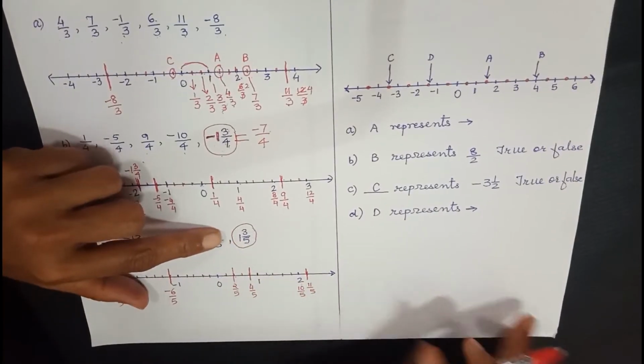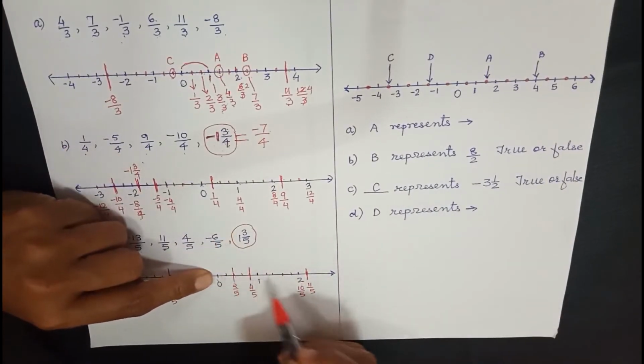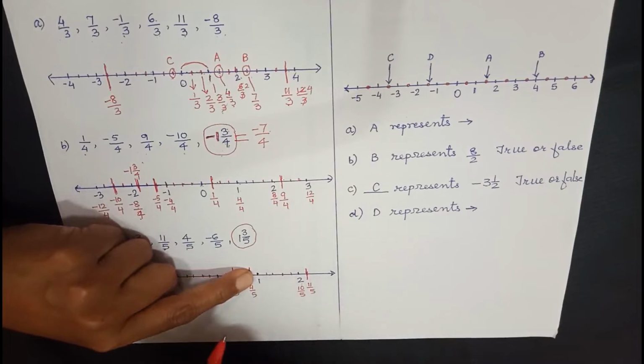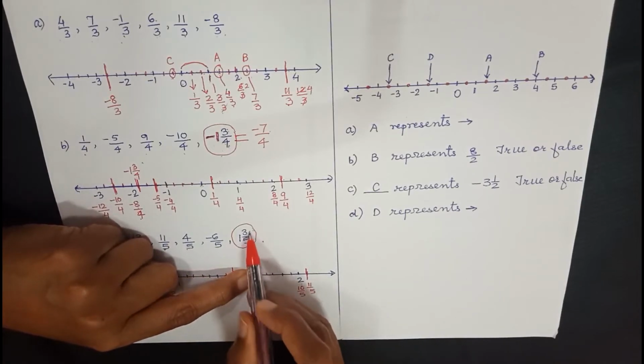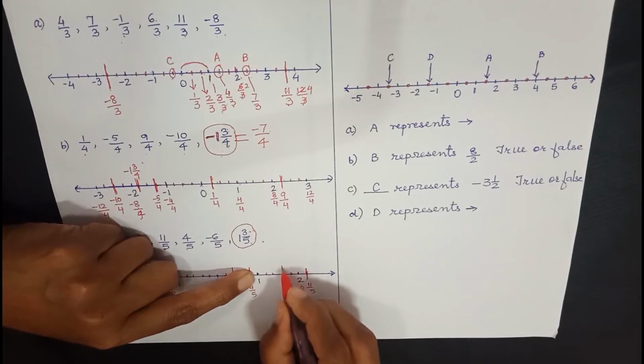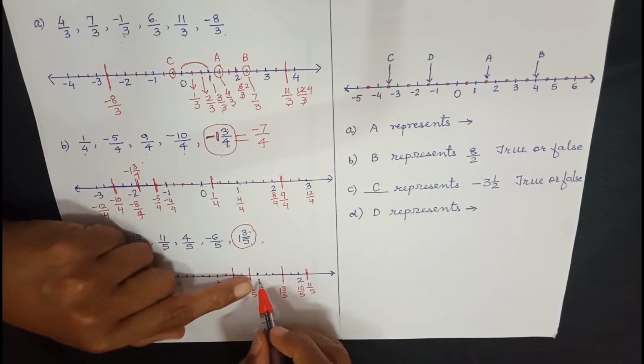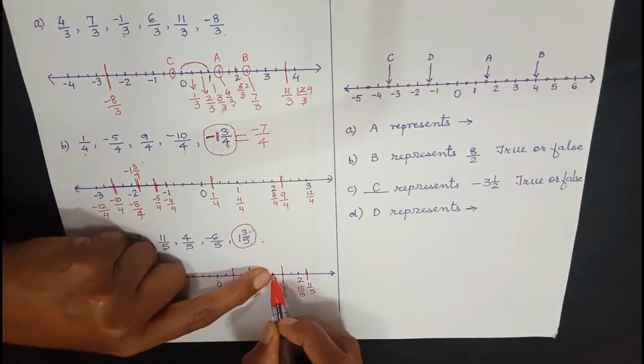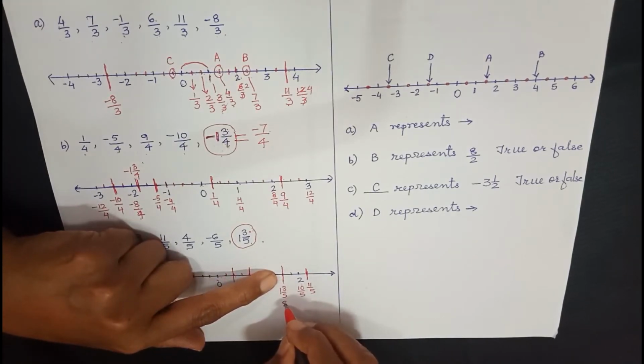1, 3 upon 5. That means first we go to 1. This is 1, right? After 1, how many parts? 3 parts out of 5. So 1, 2, and 3. So this part will become 1, 3 upon 5, which is nothing but 5 upon 5, 6 upon 5, 7 upon 5, and 8 upon 5.